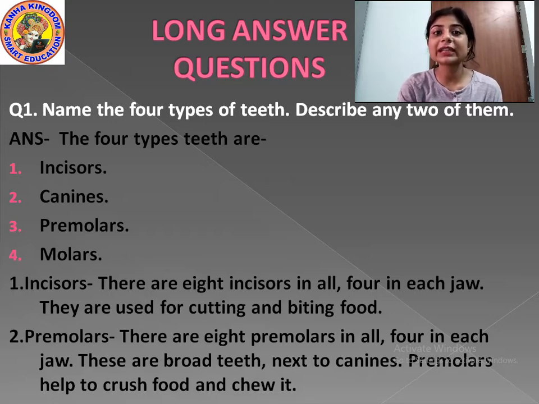These are broad teeth next to canines. After the canines, there is premolars. Okay, premolars help to crush food and chew it.